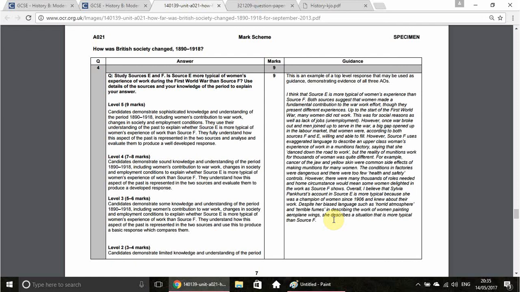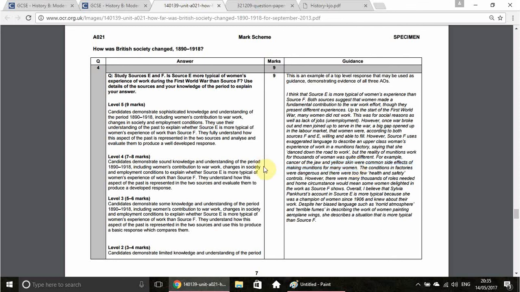And so what you're really doing is you're saying which source fits in best with what I know went on at the time. The type of thing that should jump to mind for this is, well, people that worked in munitions factories had yellow skin as a common side effect of making munitions, for example. And that's what you're going to focus on in your own knowledge.